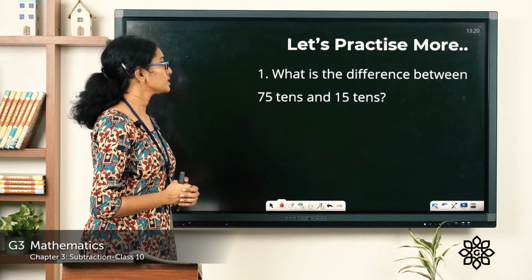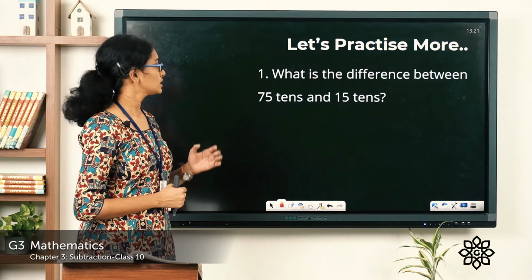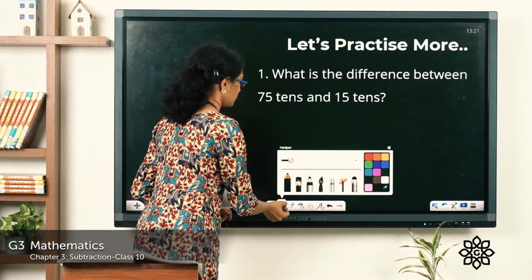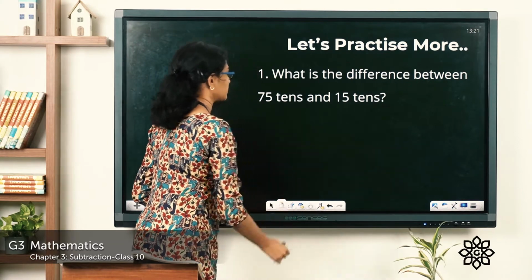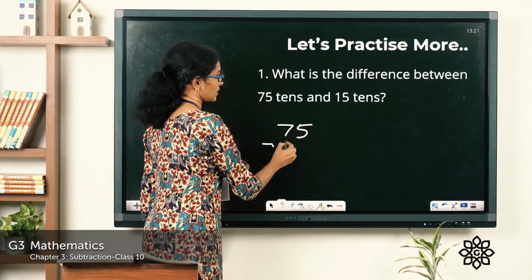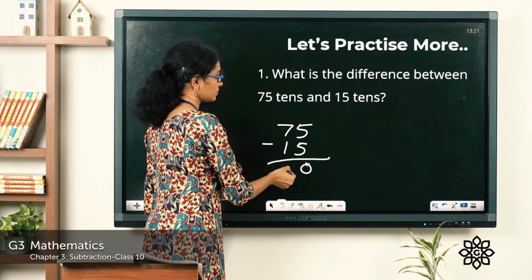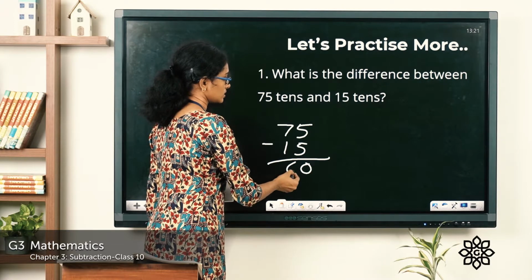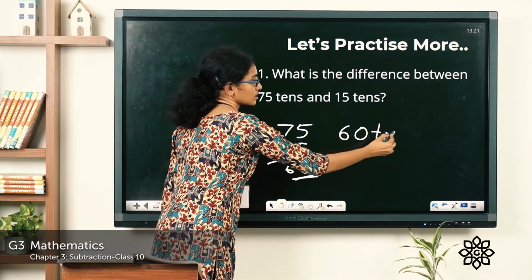First one, what is the difference between 75 tens and 15 tens? See, both these numbers belong to the same place, right? So, let's do the subtraction directly. 75 tens minus 15 tens. 75 minus 15 is 5 minus 5, 0. Now, 7 minus 1, it is 6. So, what is the answer? It is 60 tens.